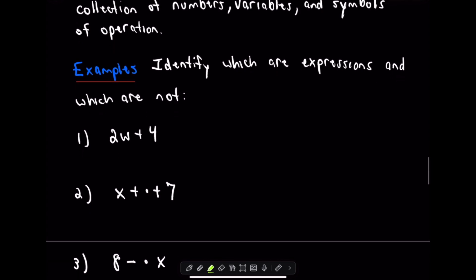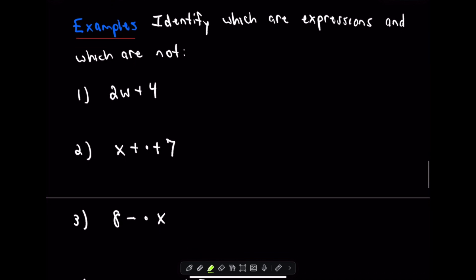Okay, so let's pick out which of these are expressions and which are not. So in my first example, I've got 2w plus 4. Well, that says I'm going to take 2 and multiply that by the variable w, and whatever I get, and then I would add 4 to that. This would be perfectly acceptable. So I would say, yes, this is an expression.